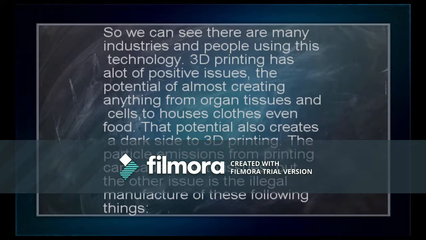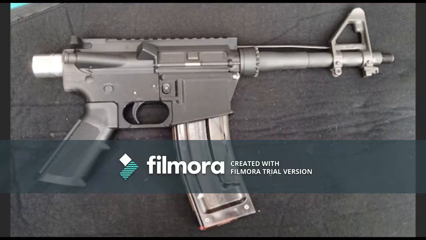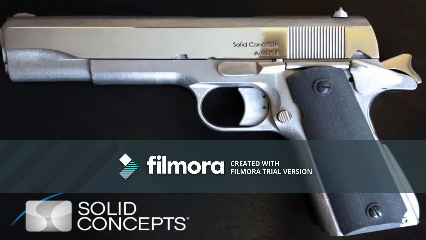The particle emission from printing can cause health issues, but another issue is the illegal manufacture of the following things: illicit drugs. 3D printers can be used to create hard control items such as bombs and guns. Illegal weapons or weapons parts can be made from homes, such as assault rifles or even a completely 3D printed handgun. So what is the future of 3D printing?